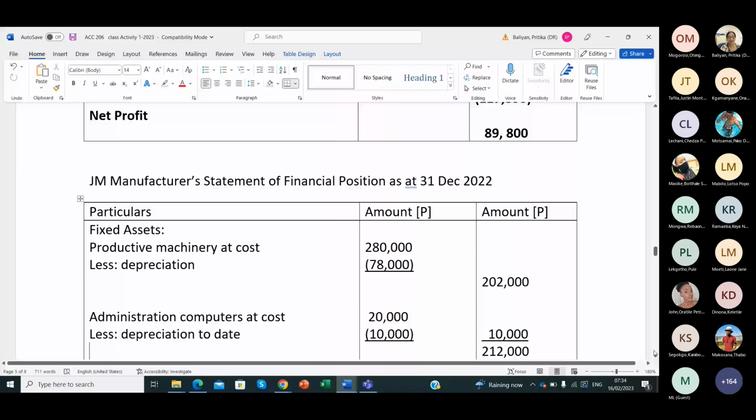Additional drawings. Normally, listen, the additional drawing is given as a note after the trial balance, if there is any additional drawing, right? And outside the trial balance, okay.